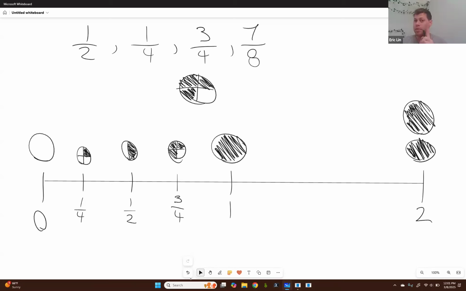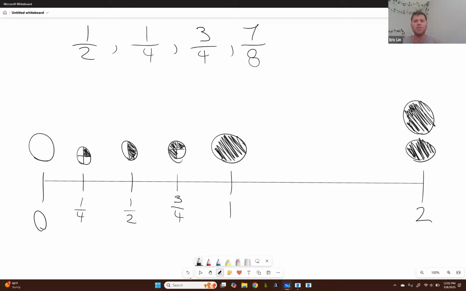It's not completely shaded, right? It's not the whole circle. So it definitely doesn't go to the right of 1. It's not bigger than 1. But it is to the right of 1/2.